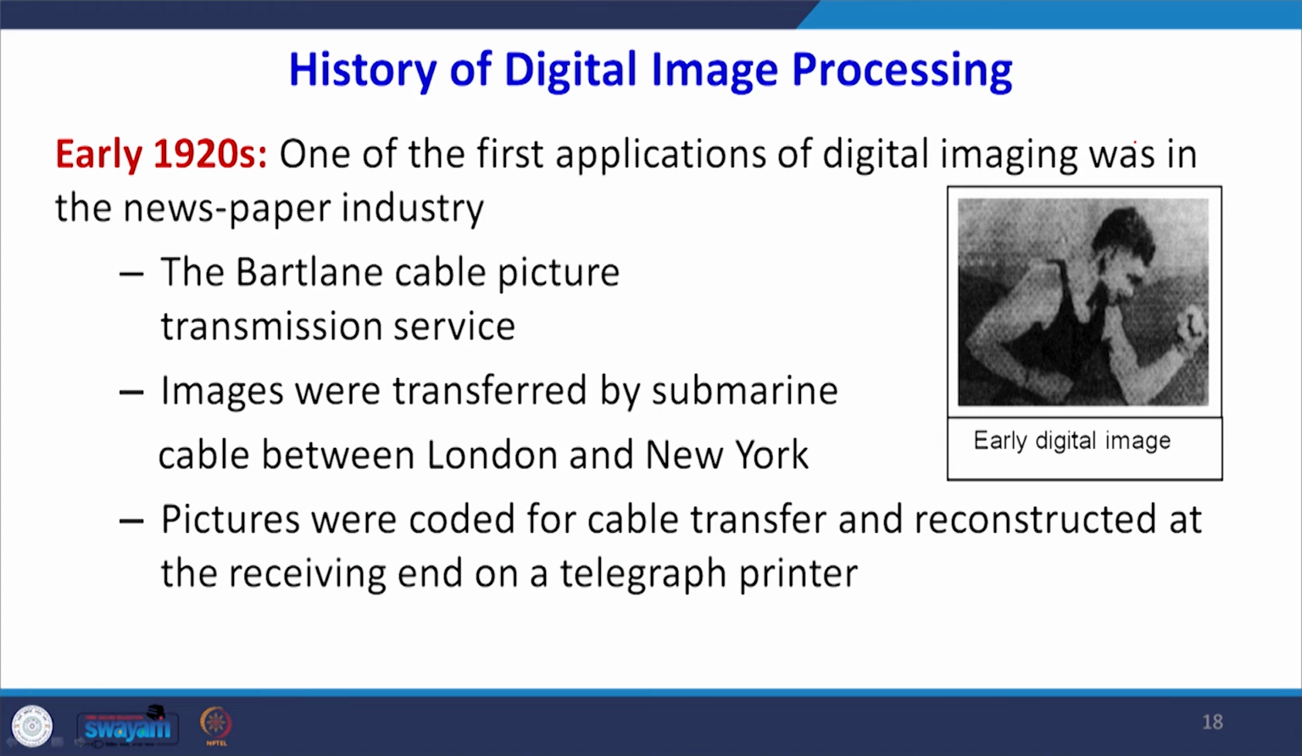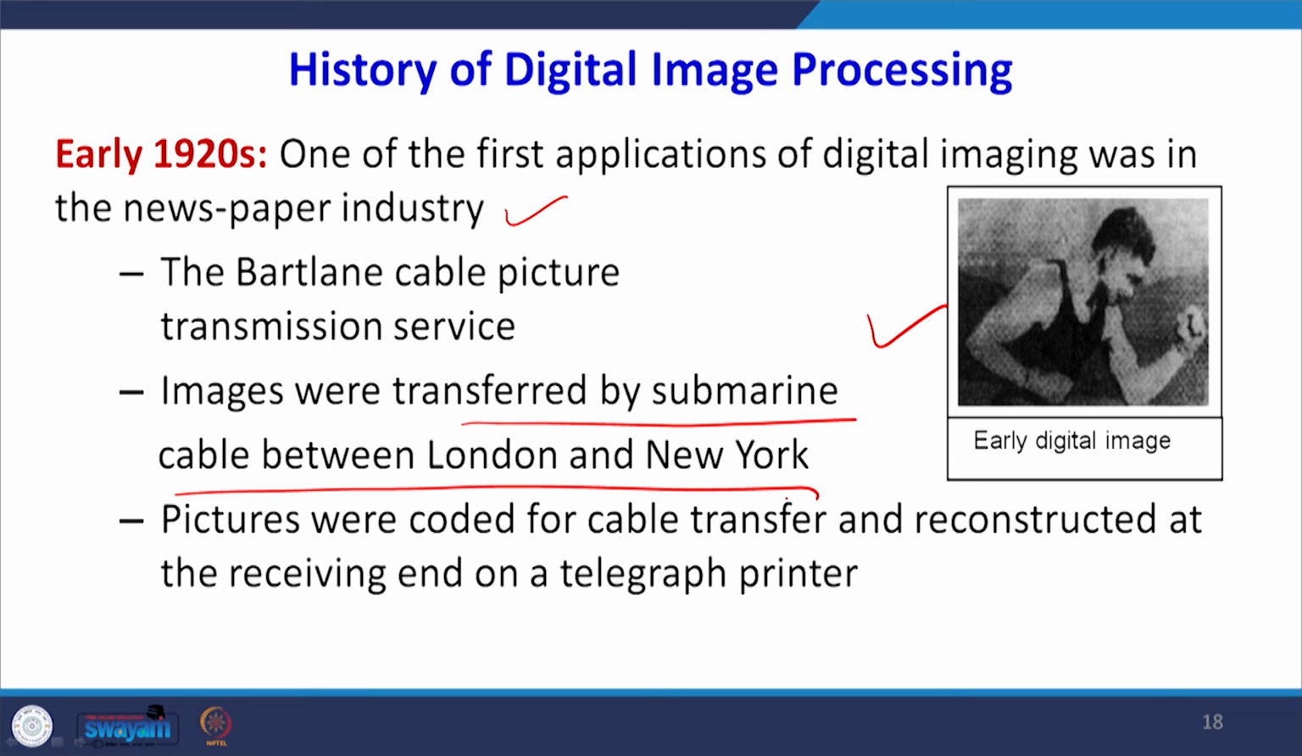If we look back at the historical development of digital image processing, right from the early 1920s, the very first application of digital imaging was in the newspaper industry. In the newspaper industry the very first digital image came, which you can see here also, and this was the image which was transferred by submarine cable between London and New York.